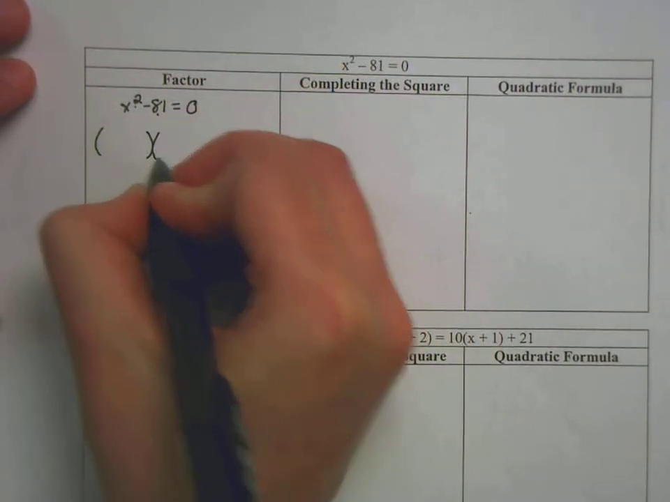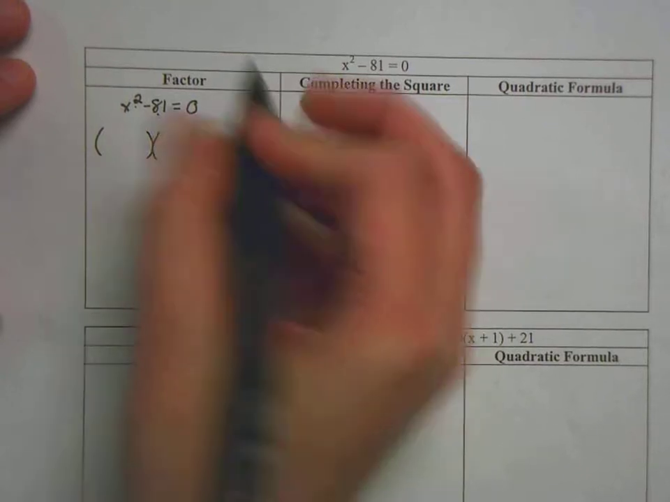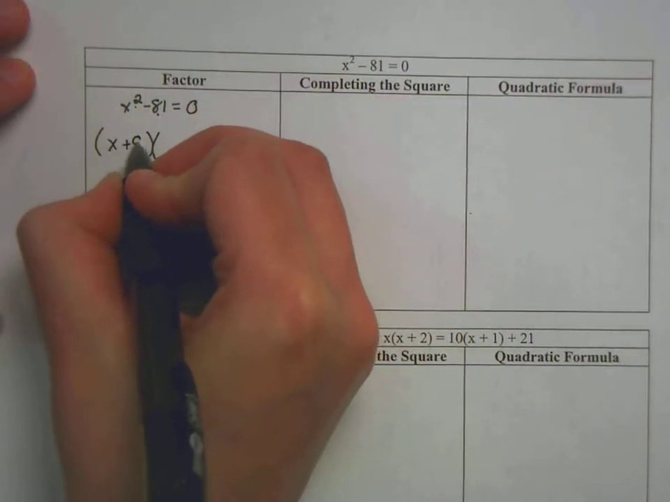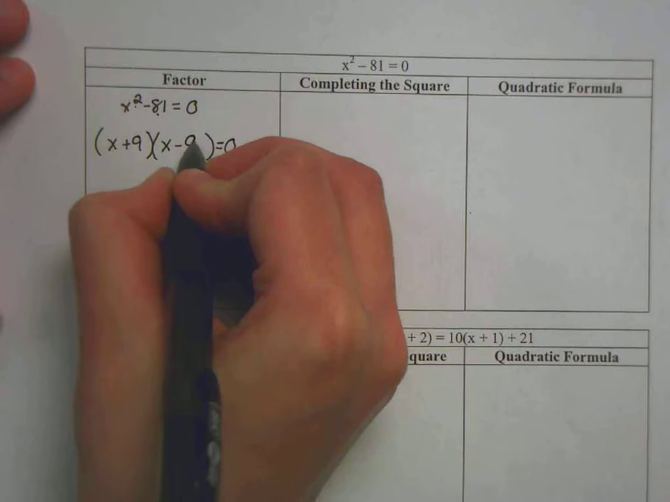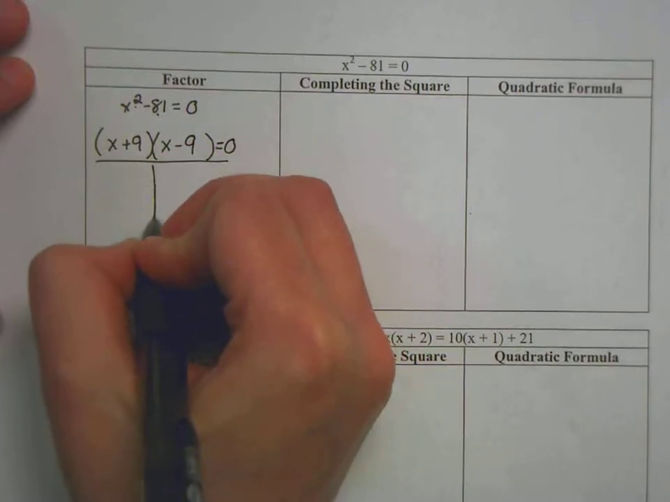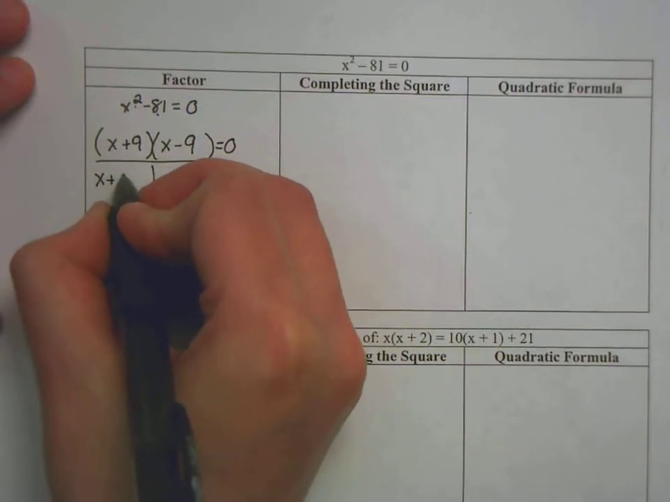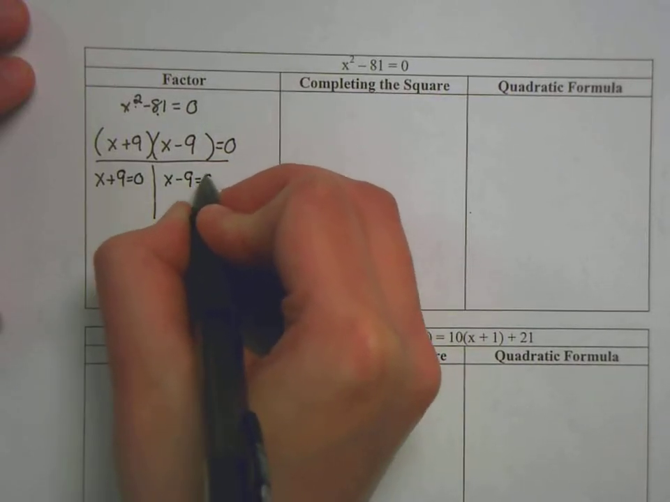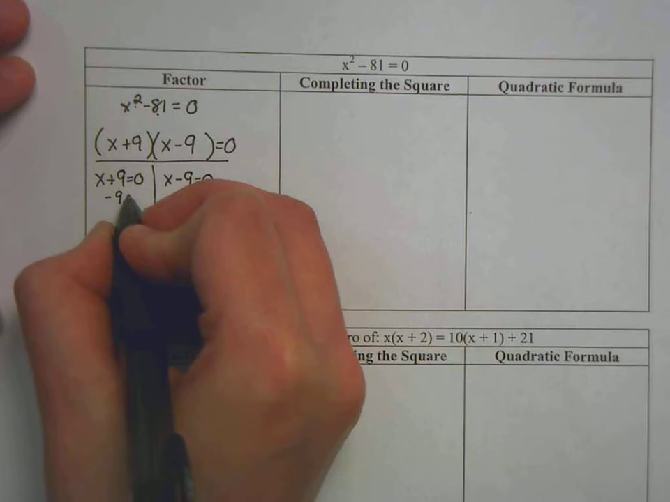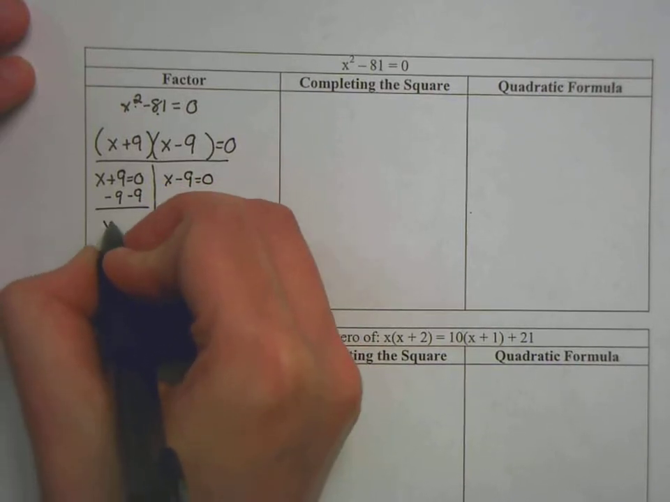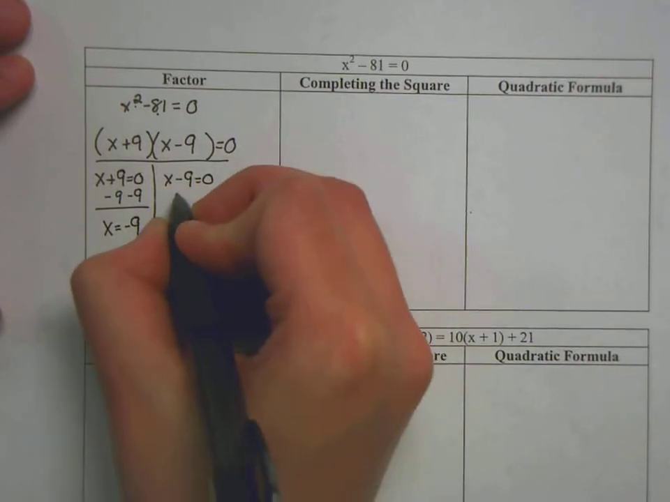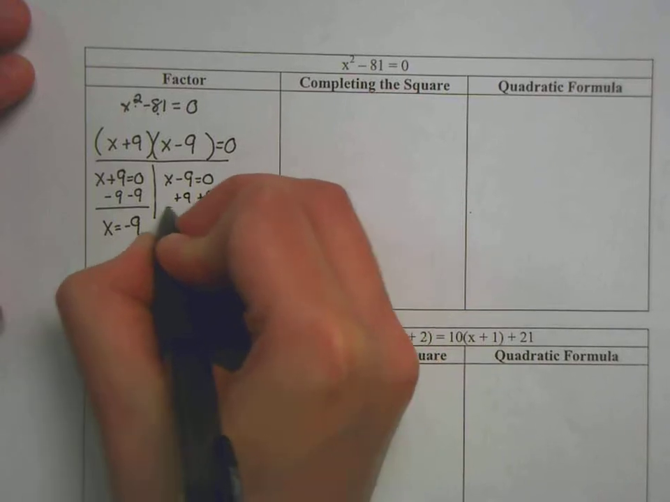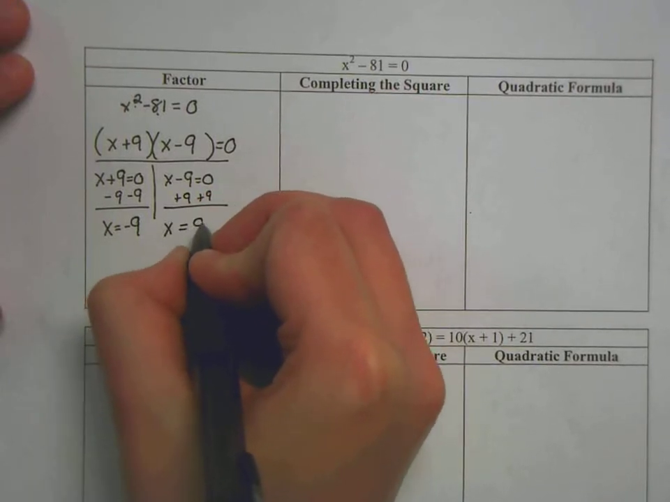So you set up two parentheses, and it would be x plus 9 and x minus 9, and then I can make a t-chart to create equations using these factors and solve each of those mini equations to find what is called the zeros. So that is one method.